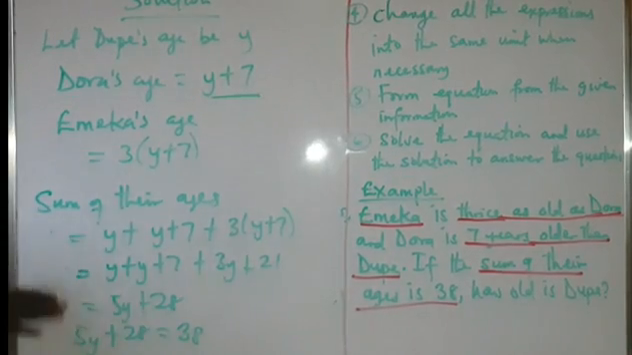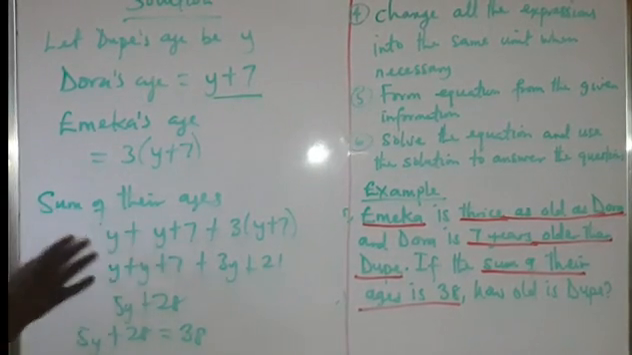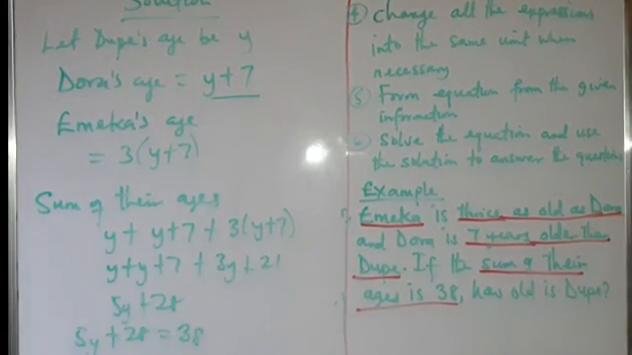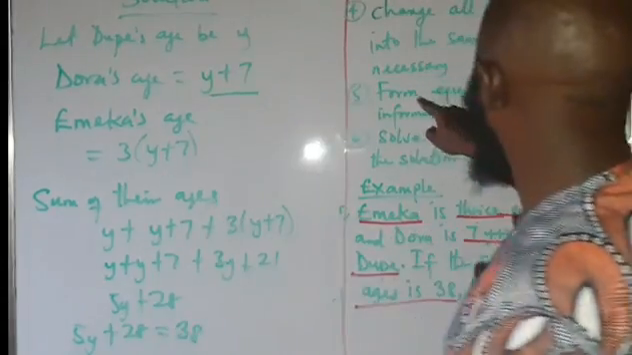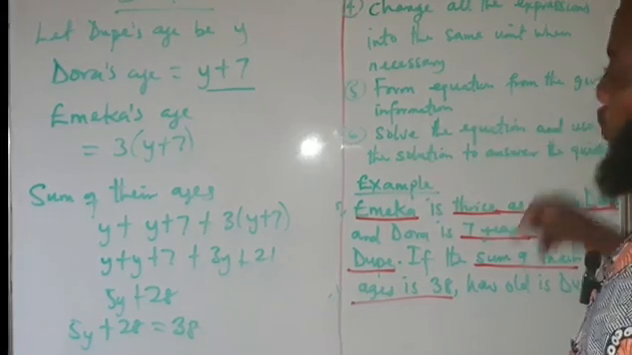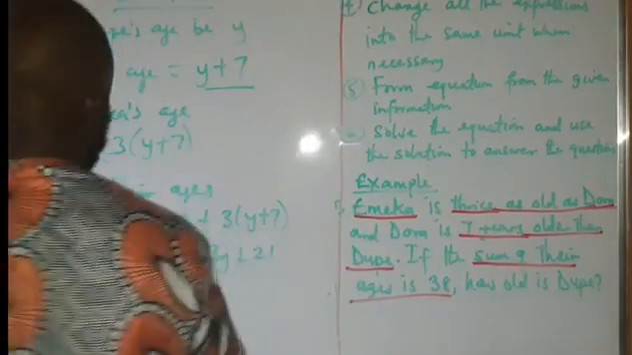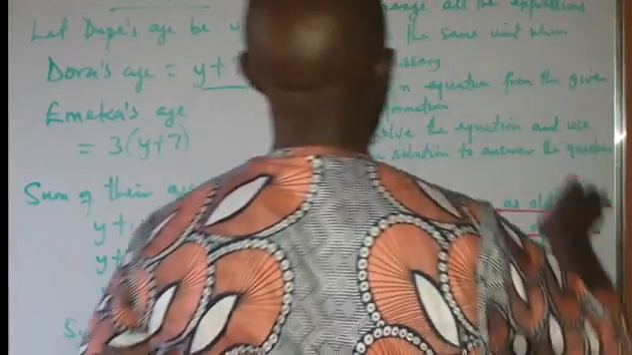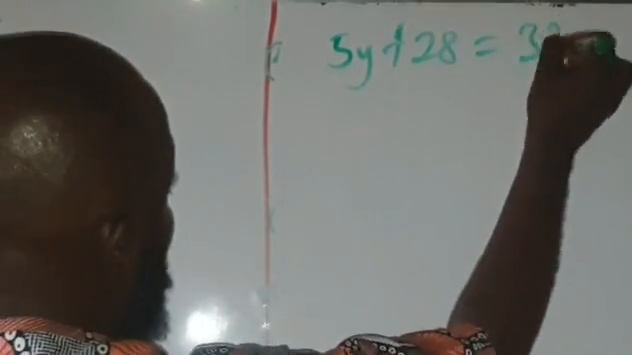Let me put this on there first. Sum of their ages, which is this, equals 38. So we'll be able to do that. We have formed the equation from the given information. So then solve the equation now. We solve this equation to get an answer. We have 5y plus 28 equals 38.